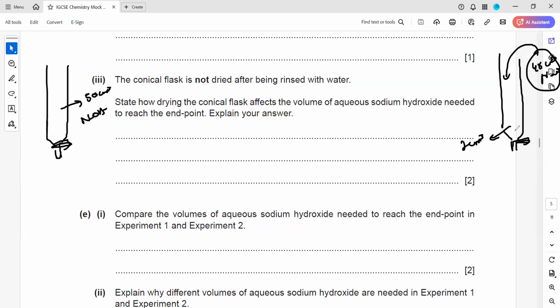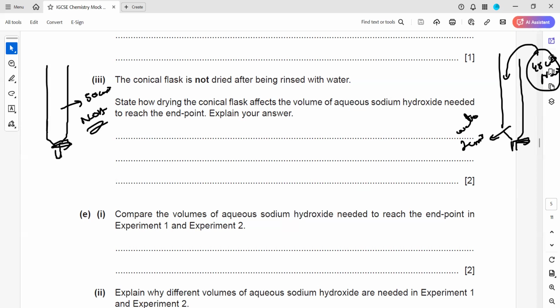So definitely this 48 cm cube of sodium hydroxide will have fewer moles as compared to 50 cm cube of sodium hydroxide. That is why washing a burette or a pipette with water does make a difference to the amount needed, but washing a conical flask with water will never make any difference to the amount needed. Is it clear? So how do you score the 2 marks?